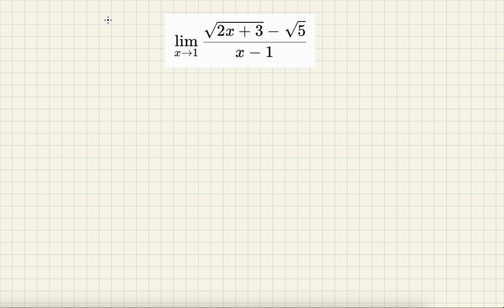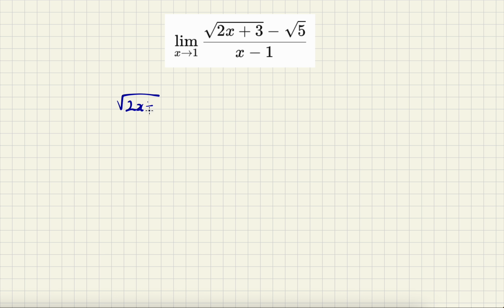Now in this case, if we take a look at it, it's evident that we can't use any identity to cancel anything out. And so you might be asking yourself, how do we rewrite this? How do we manipulate it? Well, this question requires us to use our knowledge of conjugates. We need to multiply by the conjugate of the numerator. And so this is how you do that.